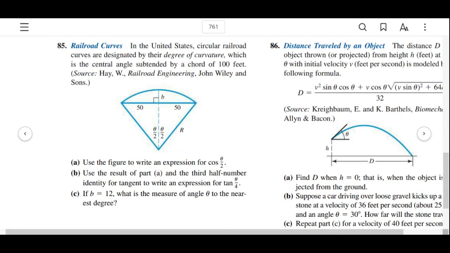Let's see. So we can use the value for cosine of theta over 2, and we can see that we have a right triangle right here. If I have a right triangle, that means I can use the Pythagorean theorem, and we can figure out what r is equal to. I think that's in the second value, right? Okay. All right, so I'll give you a second to try it, and then we'll go over it.